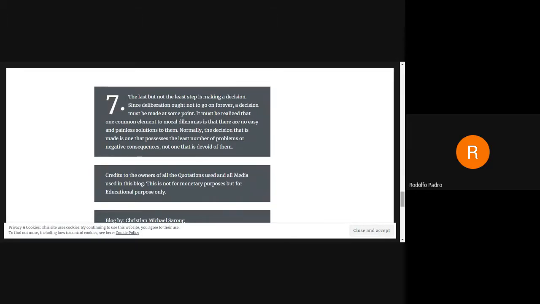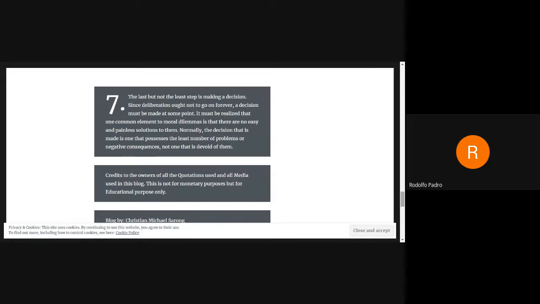Now normally the decision that is made is one that possesses the least number of problems or negative consequences, not one that is devoid of them. So ano, dili ta mamili atong mga choices nga makahatag og dako nga problema right after. As always, we will make choices nga kung asa ta dapita hiyang, asa ta dapita nga dili ta maalkansi, asa ta dapita nga dili ta madaot. Mao gyud ay pinaka importante, especially in making decisions or plans.